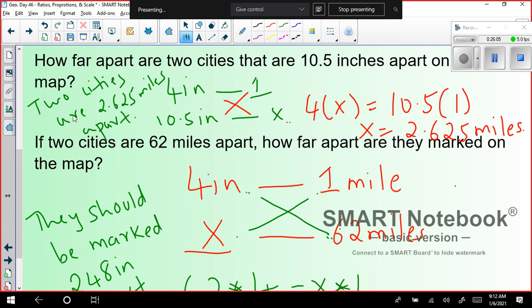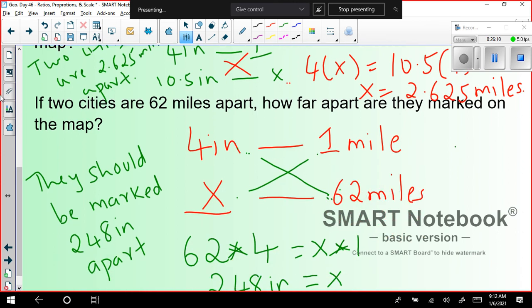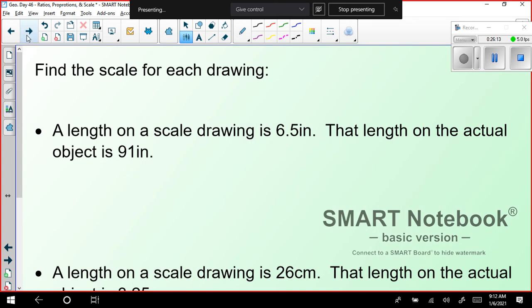Okay, I hope I'm clear on how to work on the problems related to scale. Let's see the next slide. I think this will be the last slide. After that, I'll give you time to work on your test. Find the scale for each drawing. A length on a scale drawing is 6.5 inches. That length on an actual object is 91 inches, and they have asked us to find the scale. I'll do one of them, then I'll give you time to work on the second one.